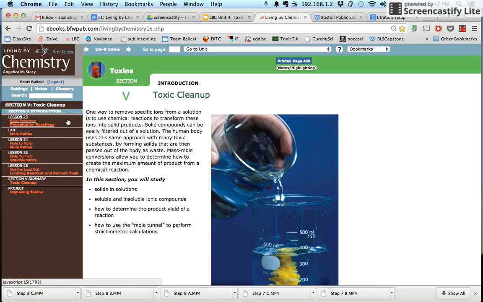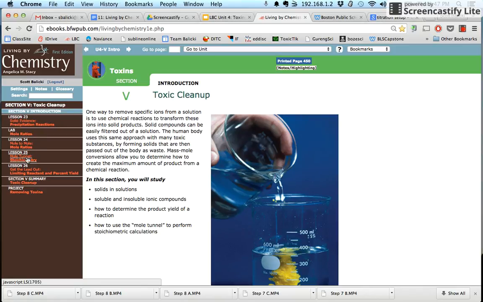Lesson 23 in section 5 is where students observe precipitation reactions and learn that certain things produce a precipitate when mixed and others don't. In lesson 24, they find that they can optimize the amount of precipitate by mixing quantities of substances that line up with the mole ratio in the balanced equation.